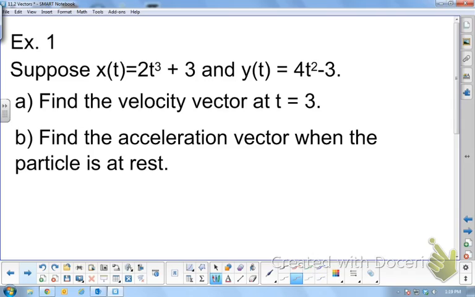Okay, let's suppose x of t is 2t to the third plus 3, and y of t is 4t squared minus 3. And let's say A, I want to find the velocity vector at t equals 3. B, I want to find the acceleration vector when the particle is at rest.